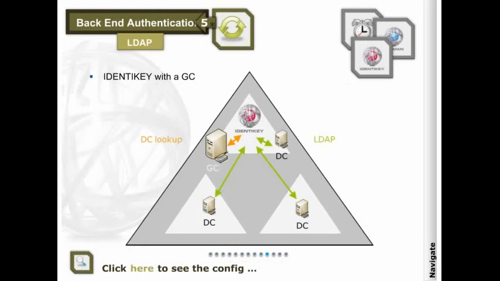You can specify one global catalog name. Identikey will translate the server name into an IP address. Identikey will then ask the global catalog for a list of domain controllers in the appropriate DNS domain name. Identikey will then look up the appropriate domain controller DNS service record in _msdcs.dns domain name records to perform the backend authentication.